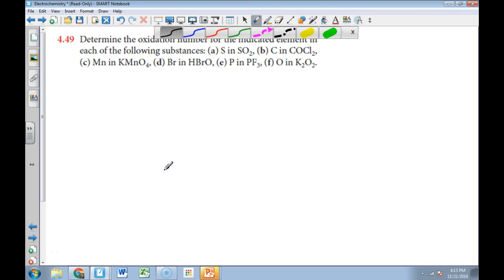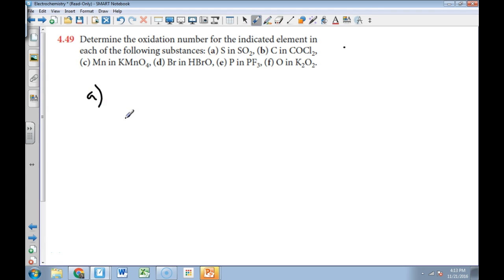Okay, everybody, let's take a look at question 4.49, and this is more of a rote memorization problem. Maybe not so bad, but if you know the rules for determining the oxidation numbers or oxidation states of elements, then this shouldn't be so bad.